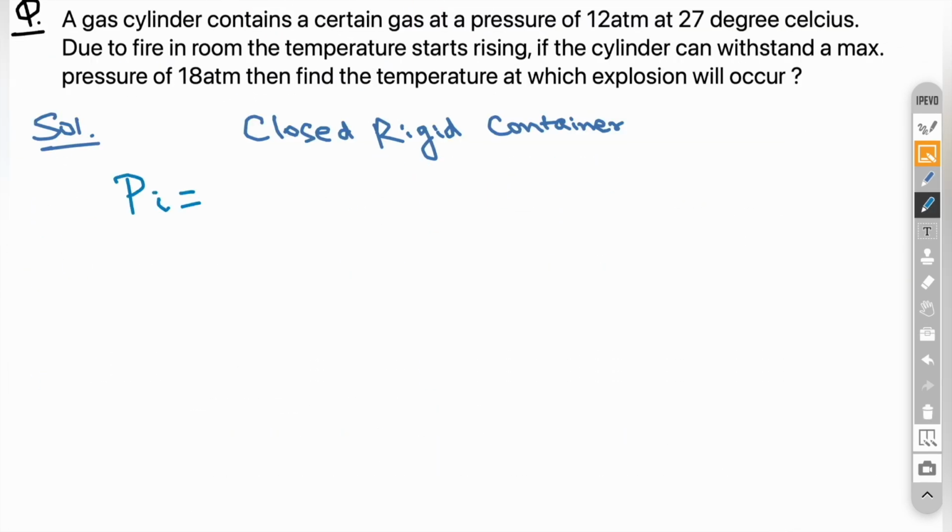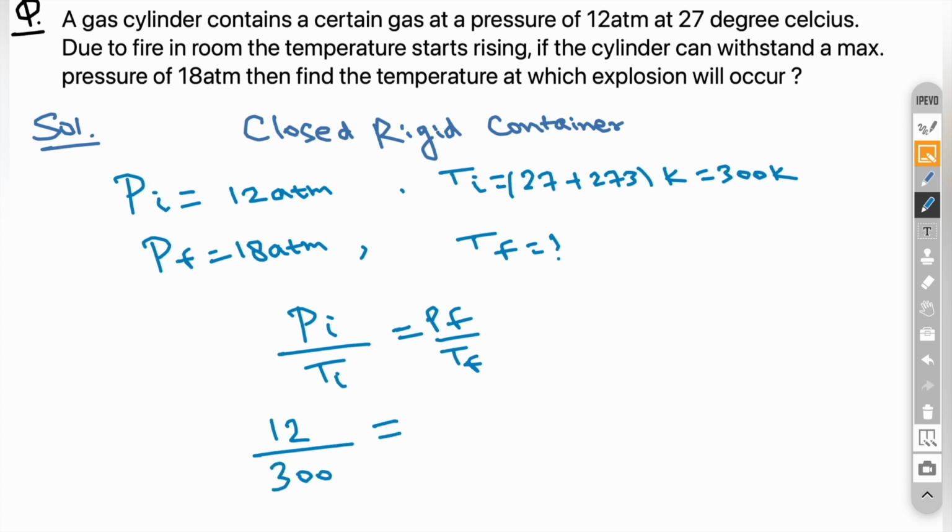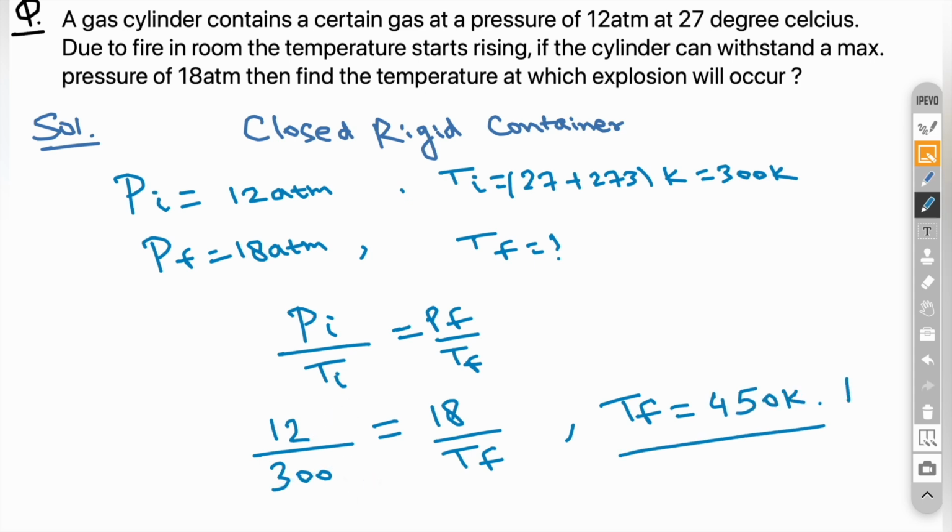Initial pressure is 12 atm, and initial temperature is 27 degrees Celsius, which is 300 Kelvin if we add 273 to it. Final pressure is given as 18 atmosphere. Final temperature at which explosion will occur, we have to find out. Putting the values in Pi/Ti = Pf/Tf: 12/300 = 18/Tf. So we get the value of Tf, which comes out to be simply 450 Kelvin. This will be our answer.